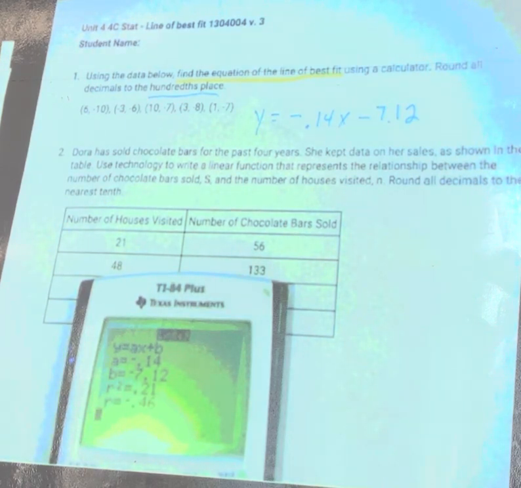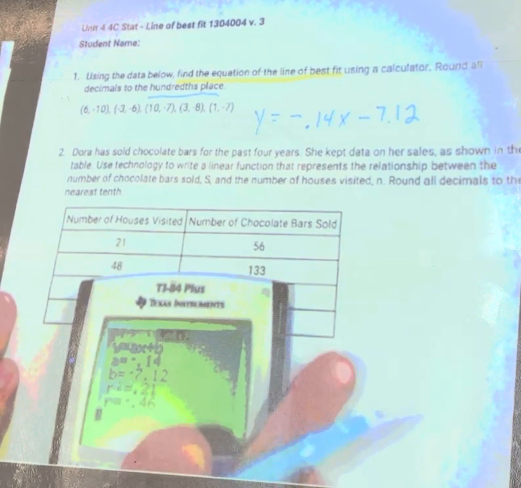What does the negative 0.14 represent? Starts with the S. Yeah, that's your slope. And the negative 7.12 is your y-intercept. Are the points very close to that line? Is that a good fit? No. It's going to be negative, and notice that the slope is also negative. And 0.46 is not very strong. It's weak.